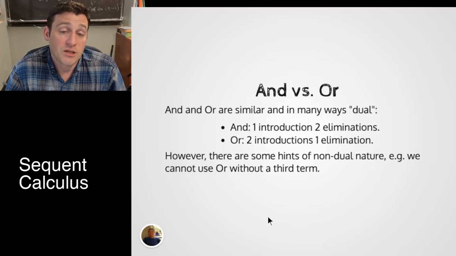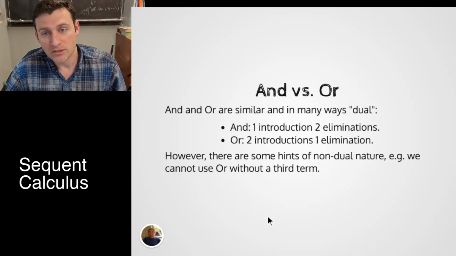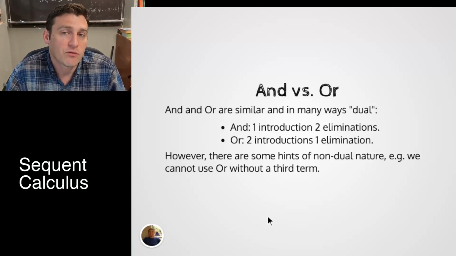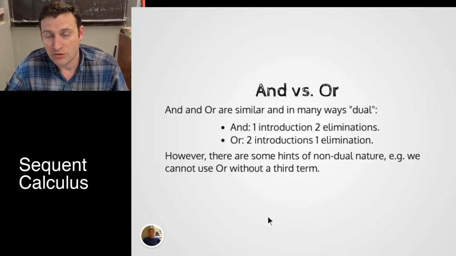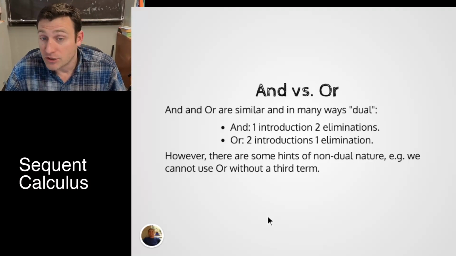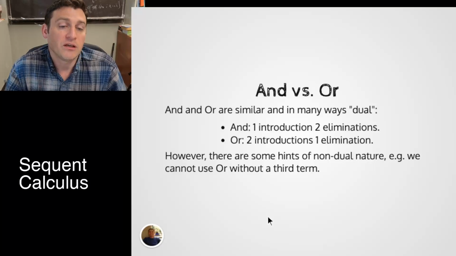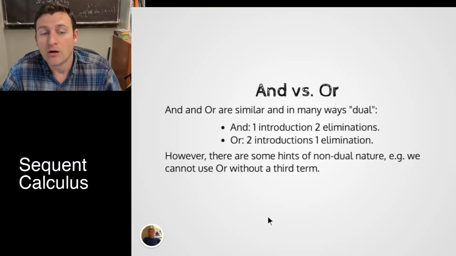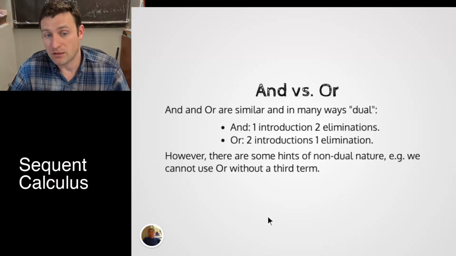So, in summary of these two, while enormously familiar and also interchangeable in many situations, and versus or are not perfect analogs or duplicates of each other, what mathematicians call a dual. It is true that and takes one introduction and two eliminations, and conversely, or takes two introductions and makes one elimination. However, what's not true is that they're perfectly symmetric.